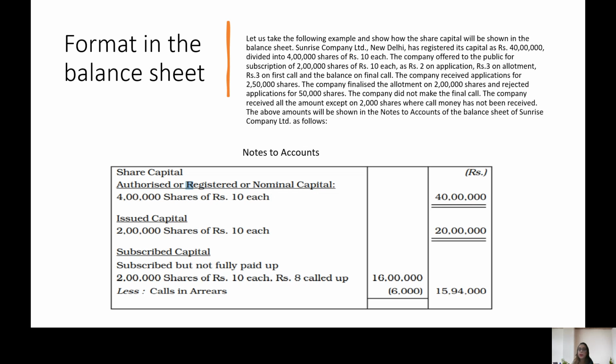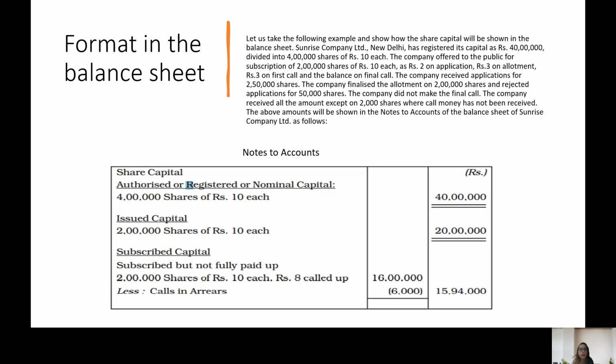Now the company received applications for 2,50,000 shares. The company finalized the allotment on 2 lakh shares and rejected applications for 50,000 shares. The company did not make the final call. Now the company received all the amount except on 2,000 shares. Call money has not been received.